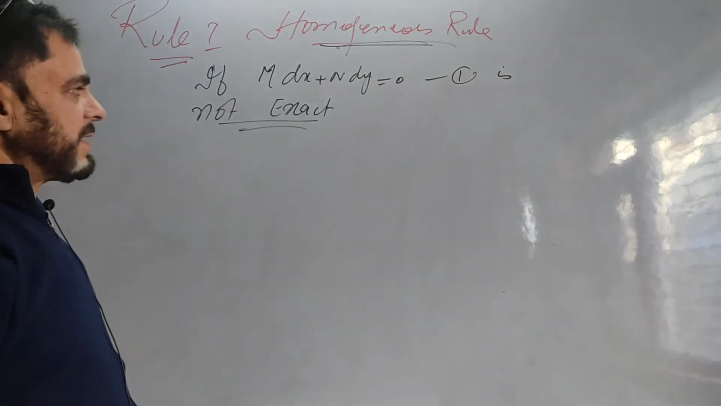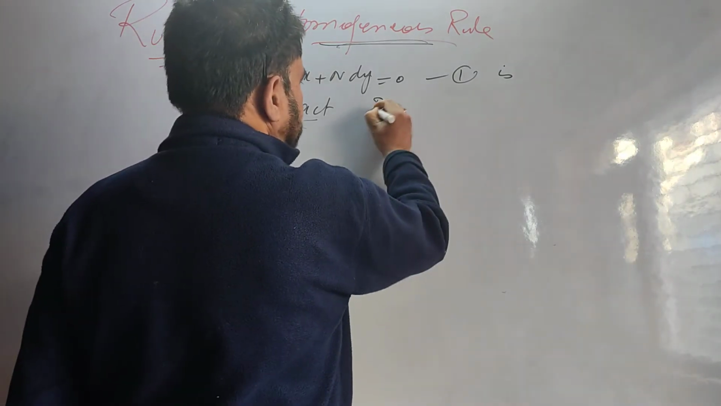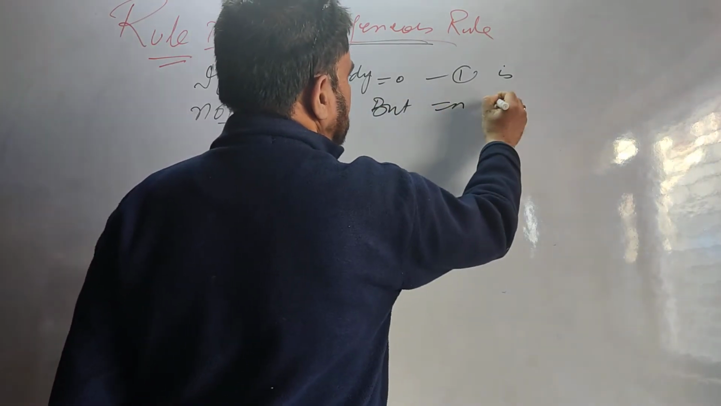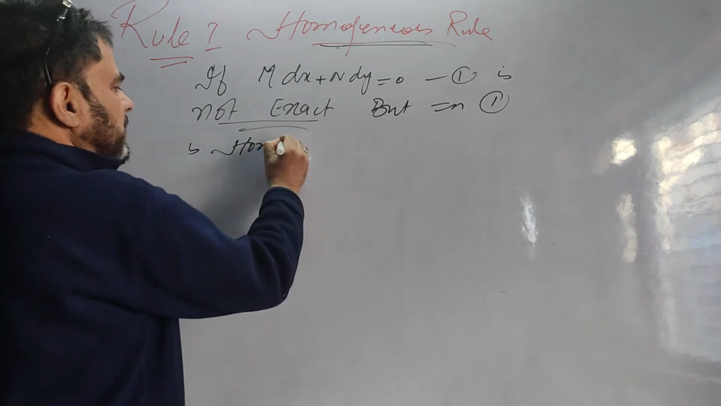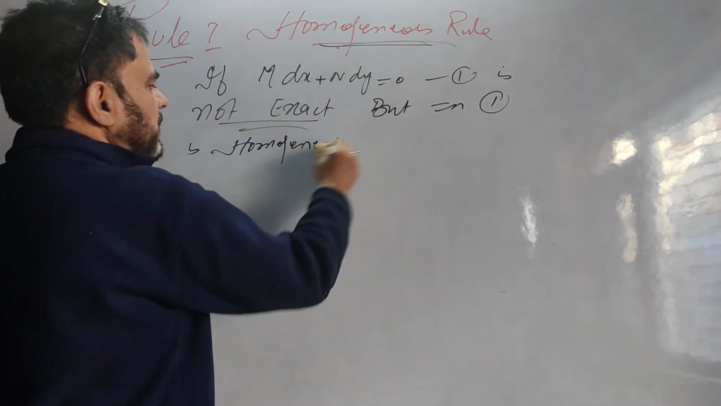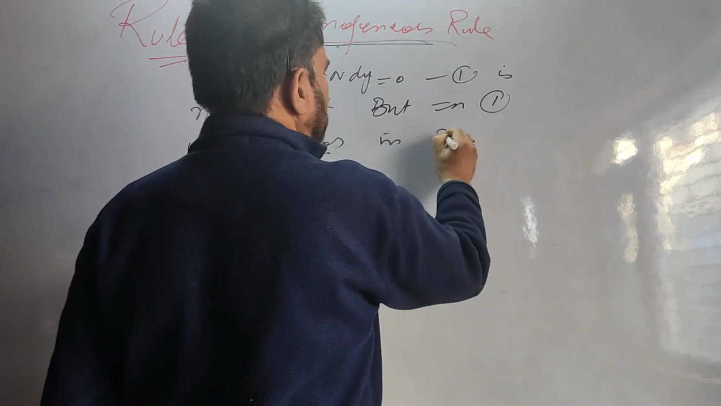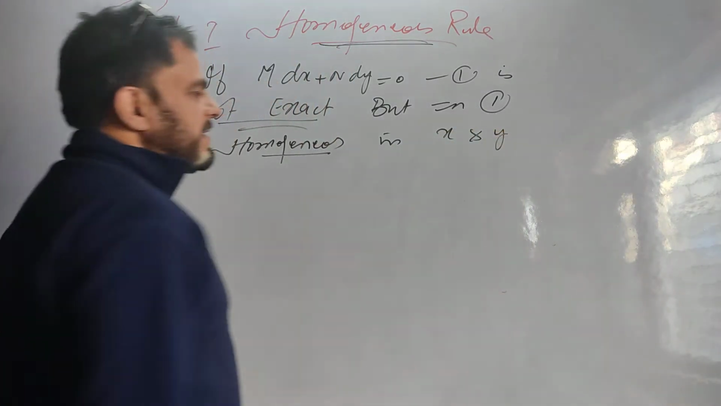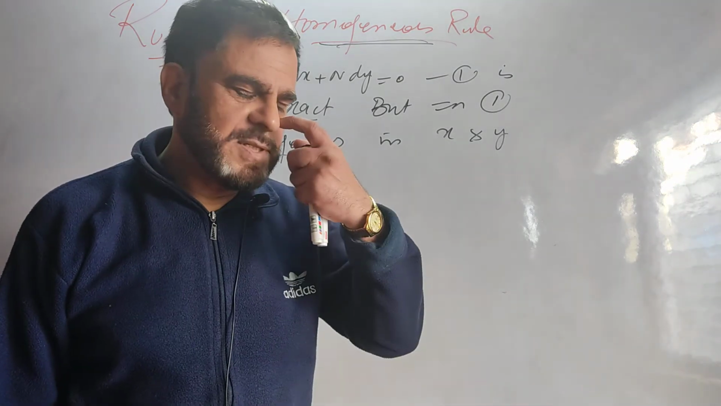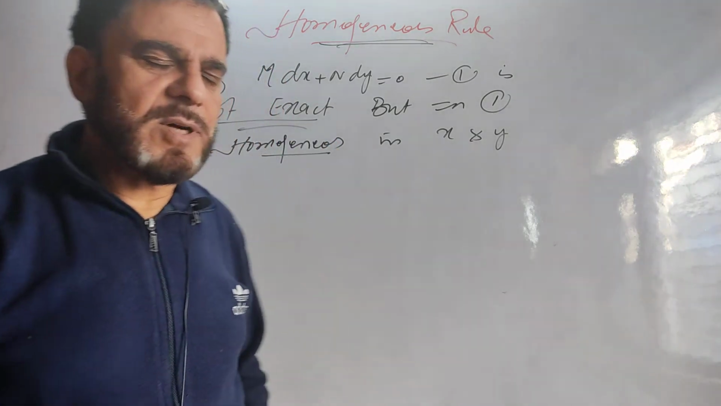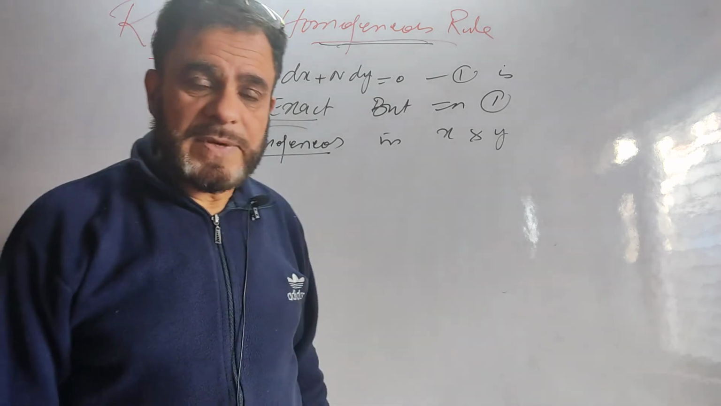If it is not exact, but equation number 1 is homogeneous in x and y, at the same time it is homogeneous. You are very much familiar with homogeneous differential equations. You did it after the variable separable method.